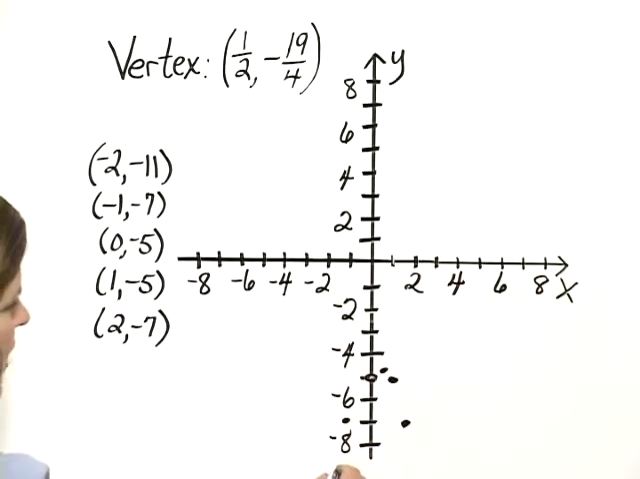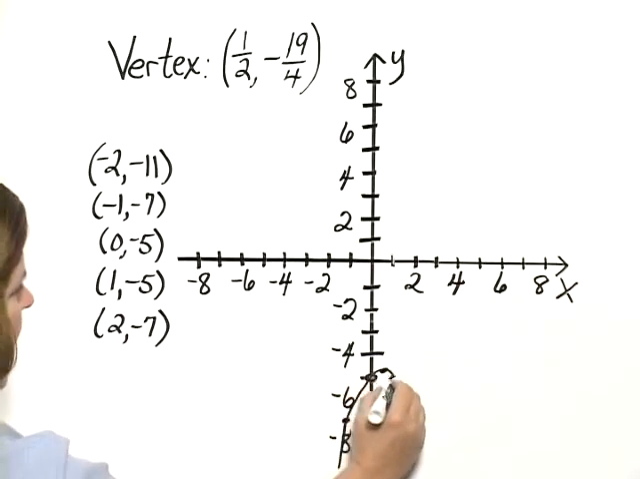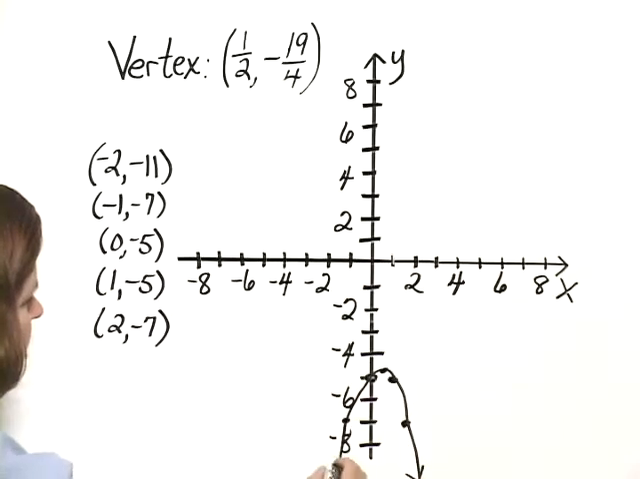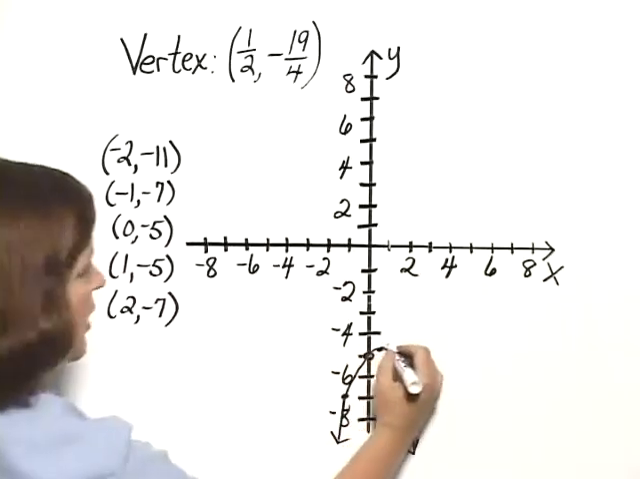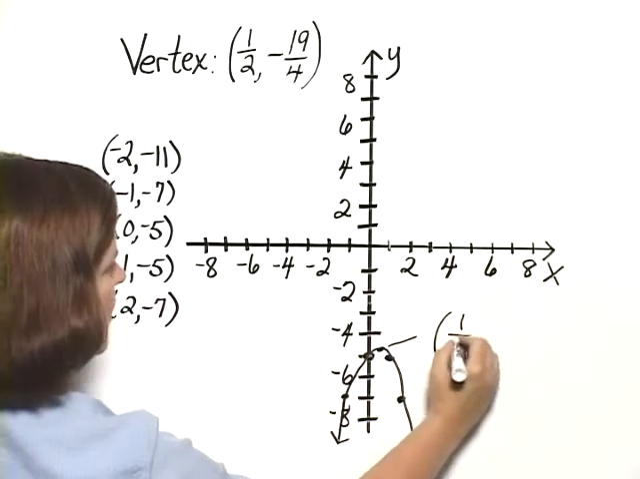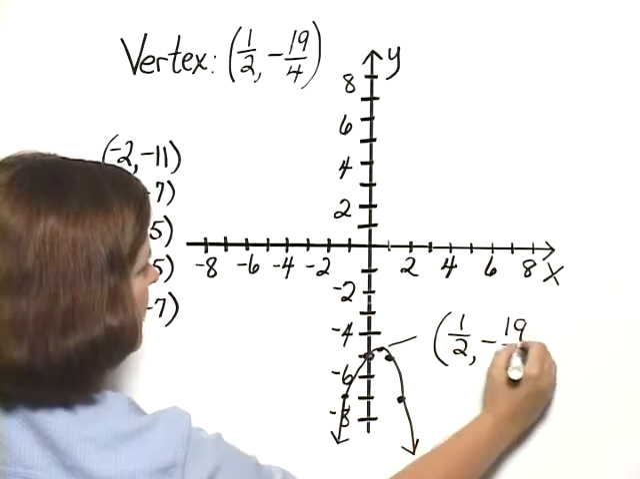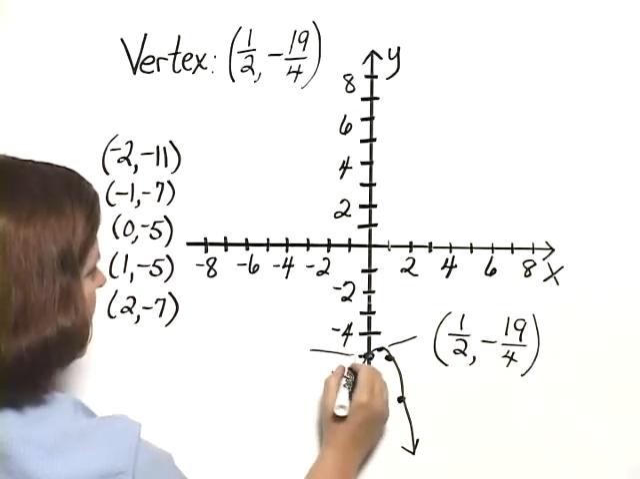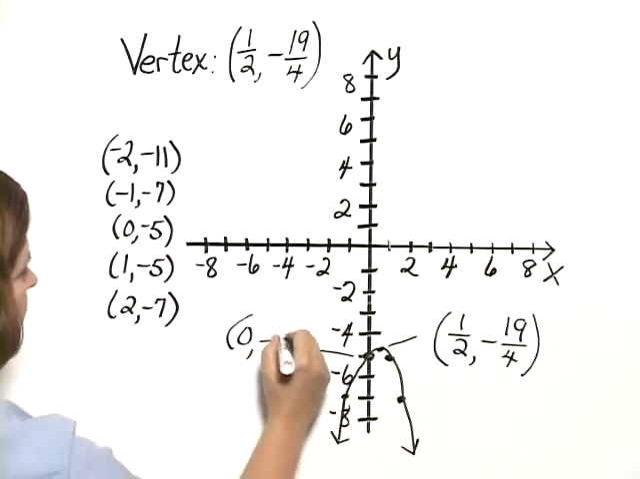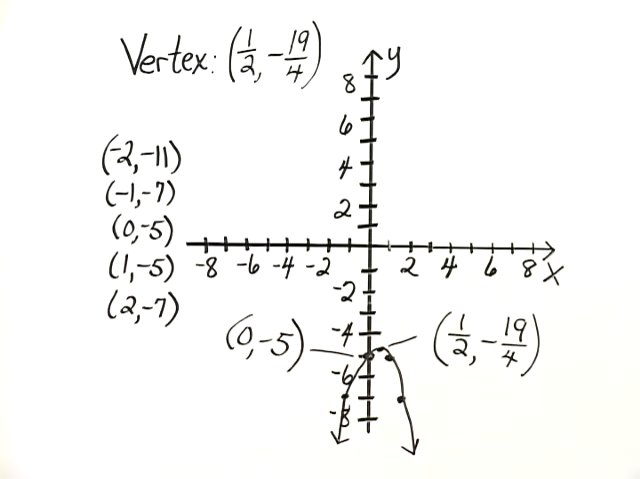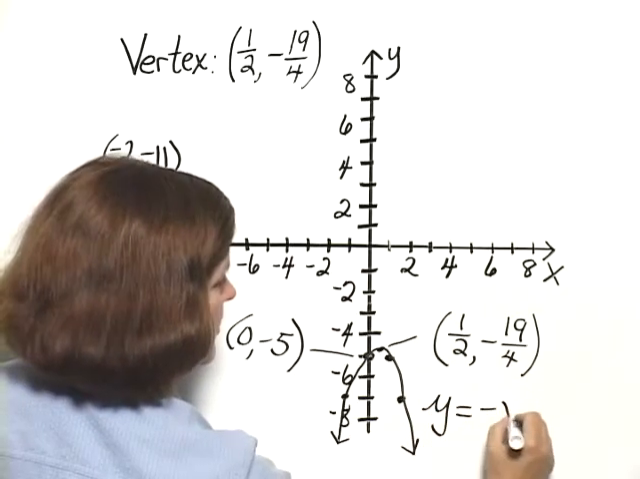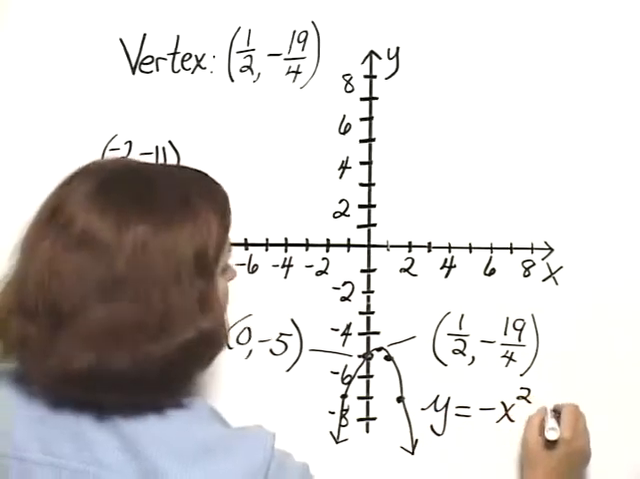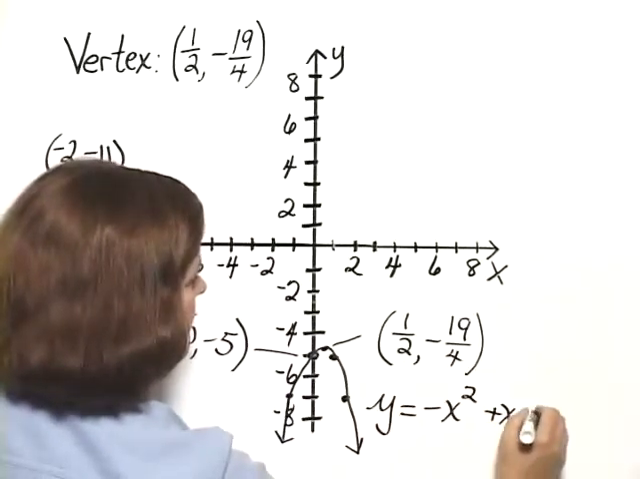And we can now sketch the graph of the equation. And we are asked to label the vertex and the y-intercept. So we'll label the vertex as 1/2, negative 19/4. The y-intercept we'll label as 0, negative 5, and there are no x-intercepts. As a last step, let's label the equation itself. Y equals the opposite of x squared plus x minus 5.